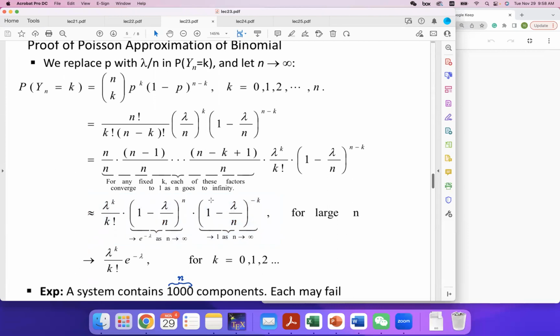We have several terms. This term goes to 1 as n goes to infinity, because n is in the denominator. Lambda and k are fixed, n goes to infinity, so this goes to 1. And this is a standard limit in calculus: this goes to e to the power of negative lambda. And this is a constant coefficient. So we can see that, indeed, this binomial distribution converges to the standard Poisson distribution.